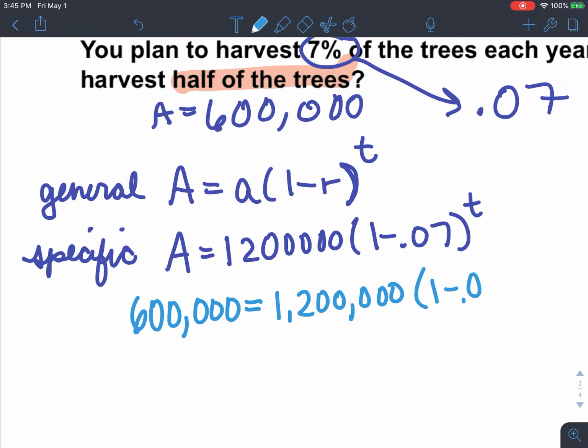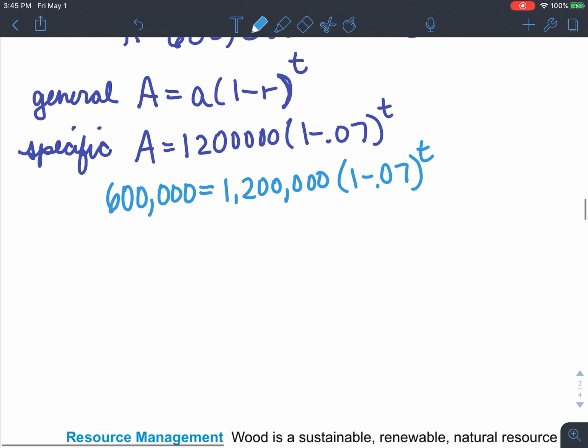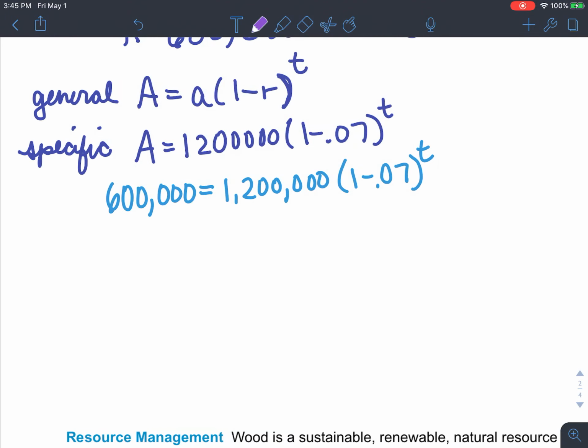And they want us to solve for the t. And, you know, you can use any method at this point to go find that. I mean, you should know how to do it by hand and in your calculator. So it is important that you be able to do both.